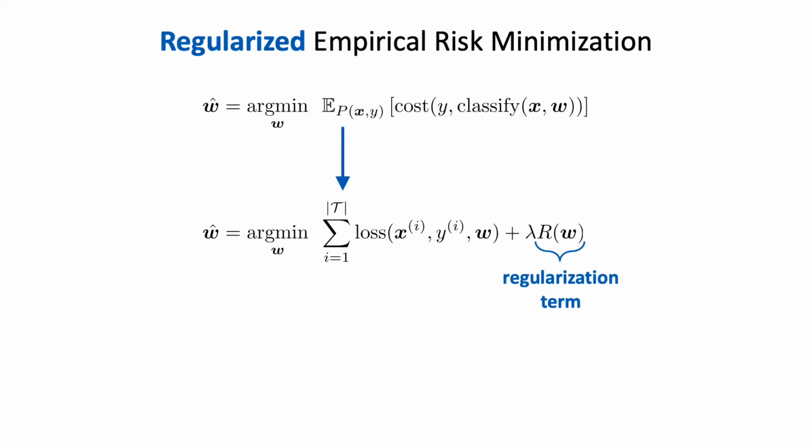Therefore, it's standard practice to add a regularization term, R(w), to the objective and do regularized empirical risk minimization. This regularization term is a function of parameters only. It doesn't depend on the data. There's often a tunable hyperparameter, shown here as lambda, which represents the strength of the regularization term relative to the loss. The loss term helps to fit the data, and the regularization term helps to avoid overfitting to the data.